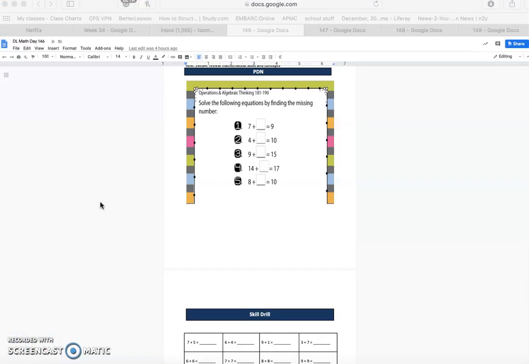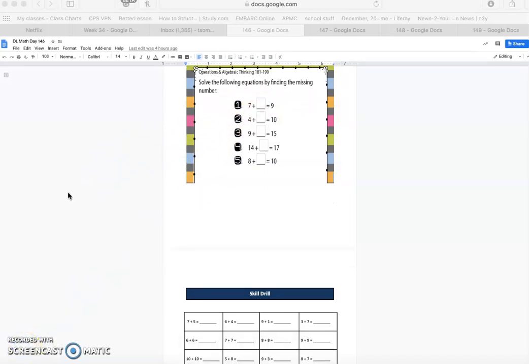Today for our PDN, our first objective is to answer operations dealing with algebraic thinking in the range of 181 to 190. We're going to solve the following equations by finding the missing number. I wanted to talk through a few strategies. There are a few different ways we can go about answering these questions, but I'll start with the easiest way, and that's to continue counting.